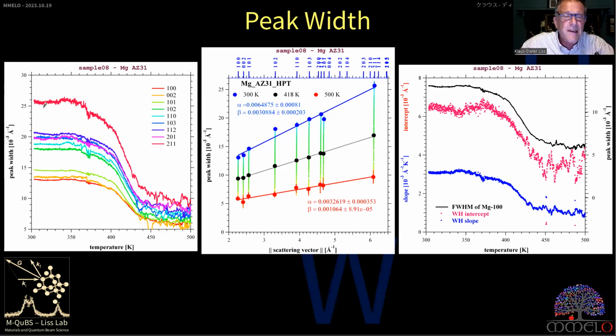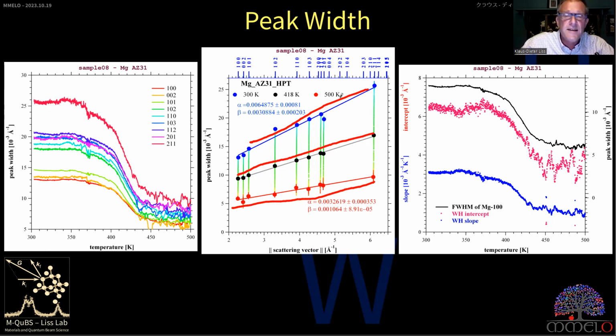So this is the peak width for these many reflections here. I fitted these reflections. And then we can do the Williamson-Hall plots again. We start with the blue line. These are intermediate lines, and we end with the red line.